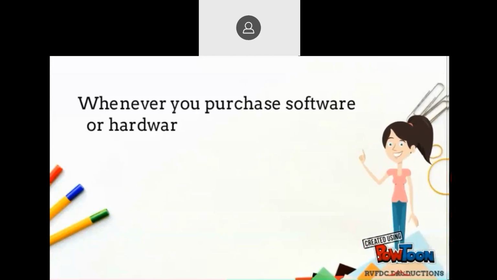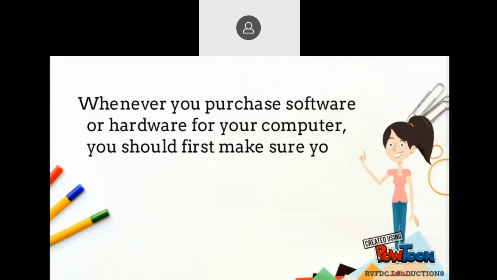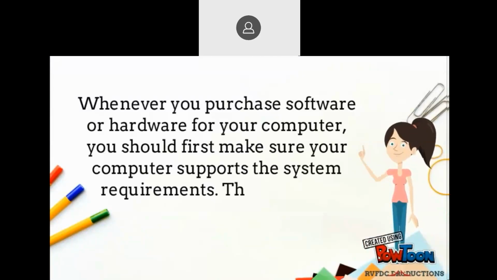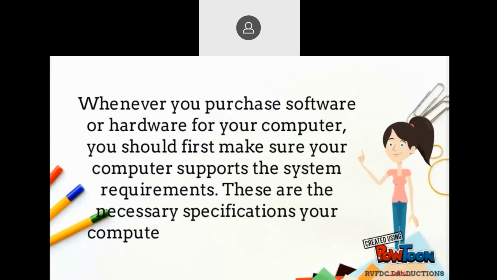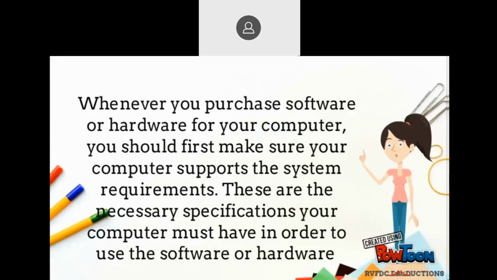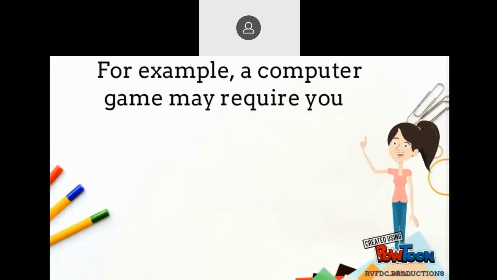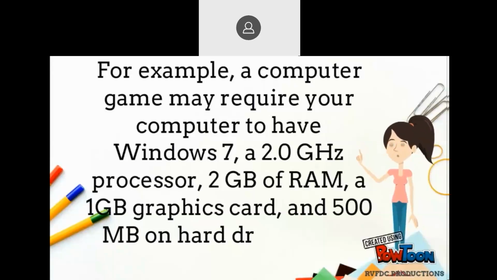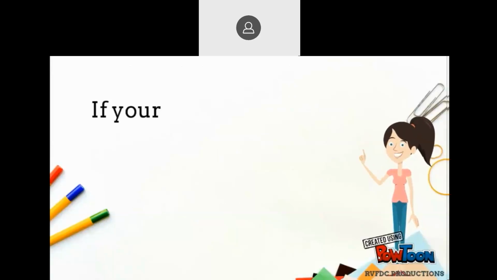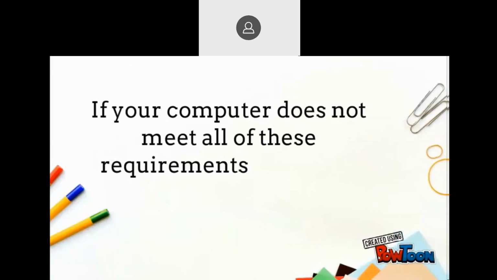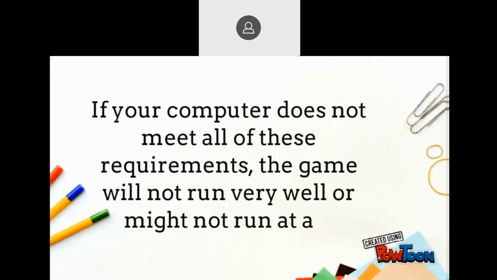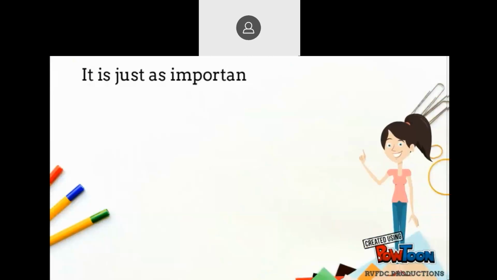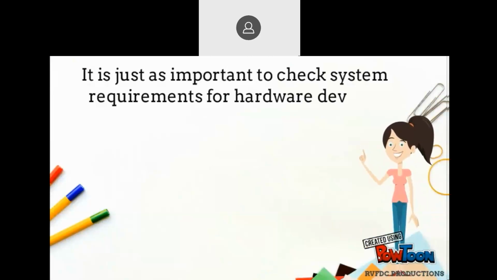Whenever you purchase software or hardware for your computer, you should first make sure your computer supports the system requirements. These are the necessary specifications your computer must have in order to use the software or hardware. For example, a computer game may require your computer to have Windows 7, a 2 GHz processor, 2 GB of RAM, a 1 GB graphics card, and 500 MB of hard disk space. If your computer does not meet all of these requirements, the game will not run very well or might not run at all. It is just as important to check system requirements for hardware devices.